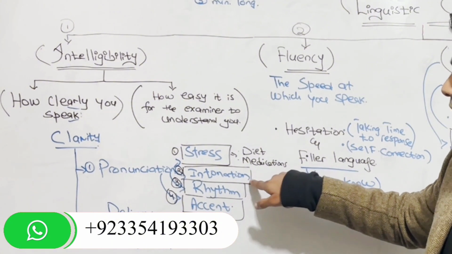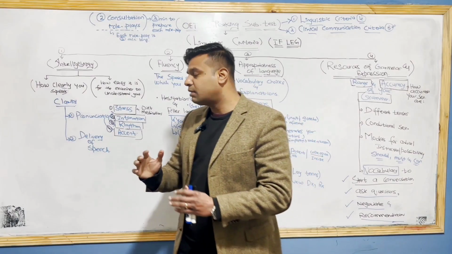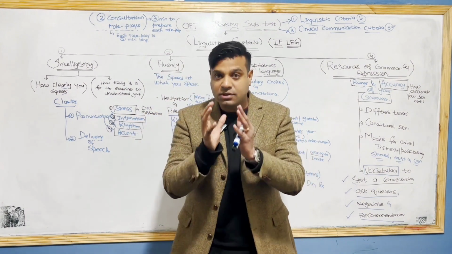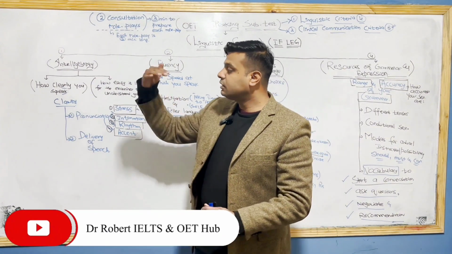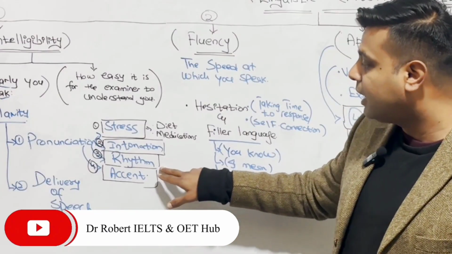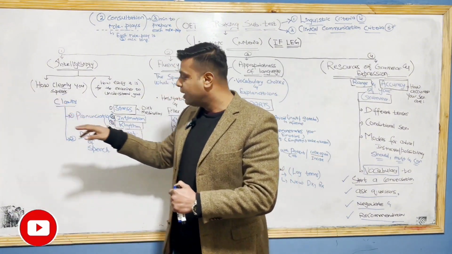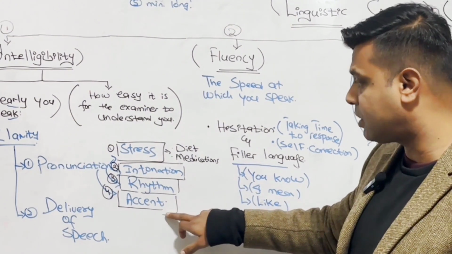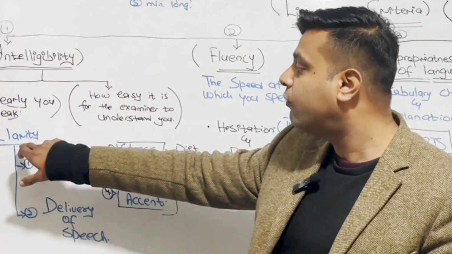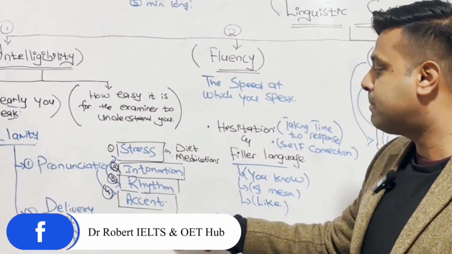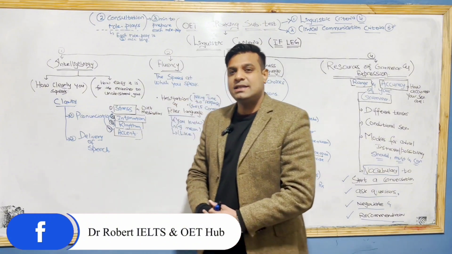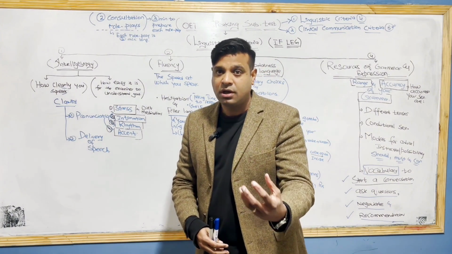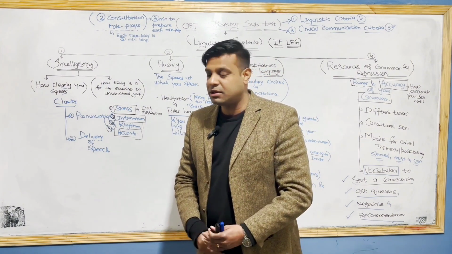The second thing in pronunciation is intonation. The meaning of intonation is where you are softening your voice and where you are emphasizing your voice. The flow is called the rhythm. The speech has a flow, and that comes under the rhythm criteria. Accent is the fourth criteria under pronunciation. For the clarity of your speaking, the meaning of accent is, are you easily understandable to the patient? Is your style of communication really understandable to the examiner or not?